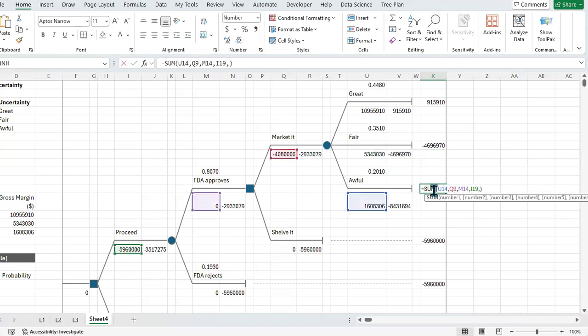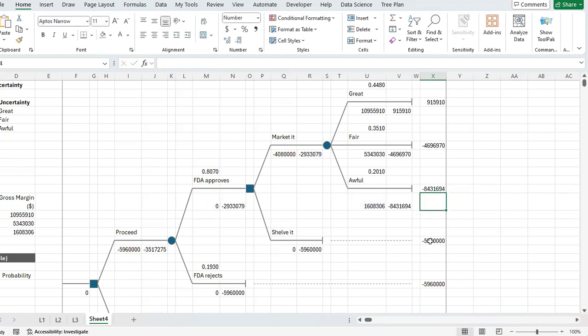This value here is the same for an awful economy. This is what we expect our gross margins to be. This is the cost of marketing the product, and this is the cost of proceeding with development. These two are identical because on this branch, we spent the money to proceed. And on this branch, we spent the money to proceed. Here, we don't do anything after the FDA rejects for obvious reasons. Here, because we shelved it, we don't need to worry about whether the economy is great, fair, or awful. We're going to generate 0 revenue from a product that's been shelved.